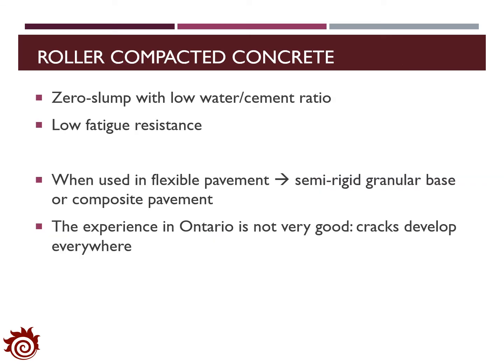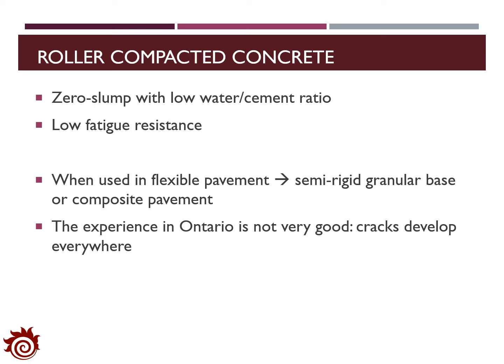Another reclaimed material is roller compacted concrete, RCC. RCC is actually a zero-slump Portland cement concrete with a very low water-cement ratio. This one was developed in the 1980s. When RCC is used in the flexible pavement design, it is usually placed with an asphalt concrete paving machine and compacted with a vibratory and rubber-tired roller. In that sense, the flexible pavement becomes a semi-rigid granular base or composite pavement.